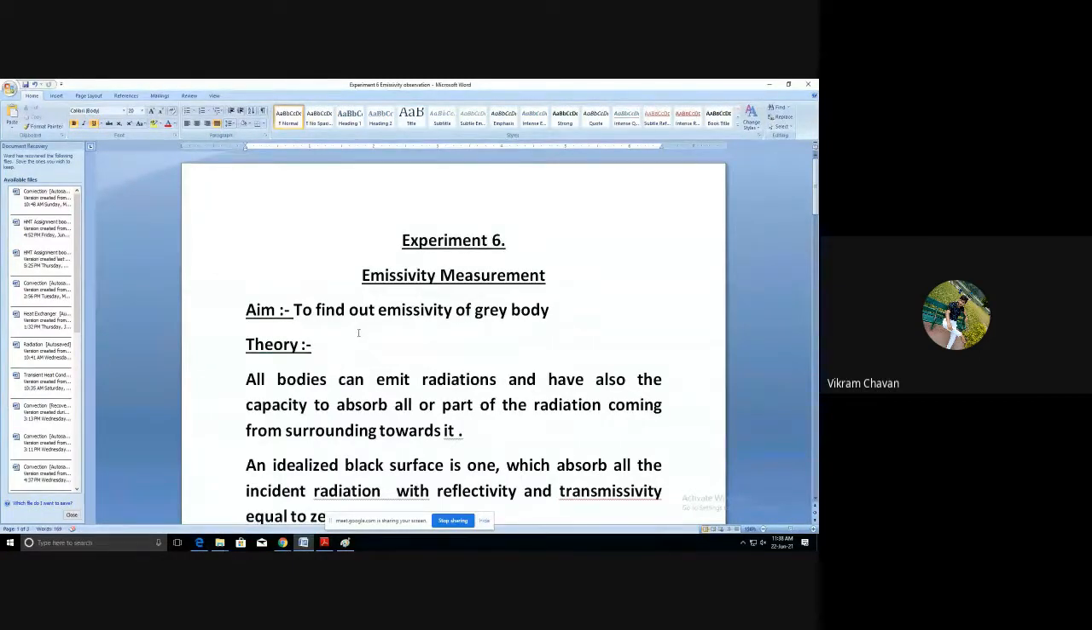We know that all bodies emit radiation in all directions at all temperatures. If the body has a temperature greater than absolute zero, that is greater than minus 273 degrees Celsius, then that body can emit radiation. So here we are going to discuss the emissivity.